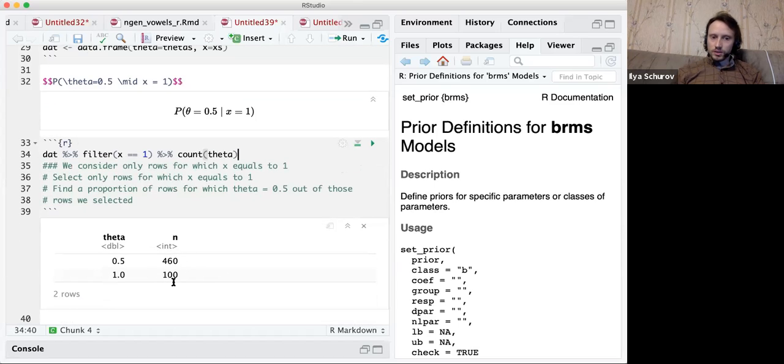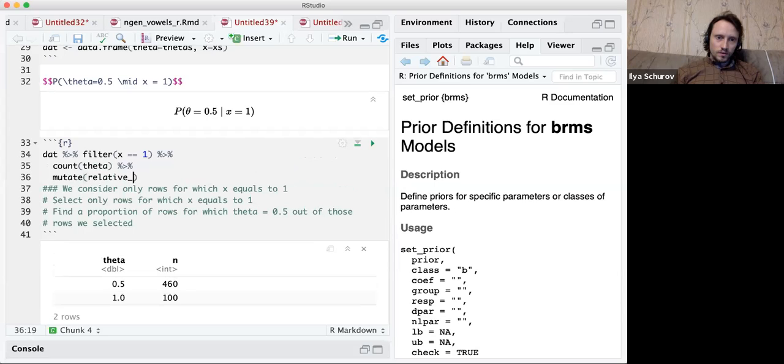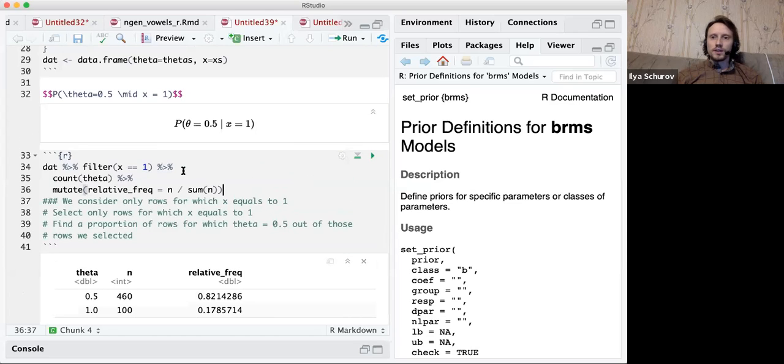And then I can just consider relative value. To do so, I just have to divide each value here by their sum. So I will do it like this. I count, then I divide it like this. And you see that these relative frequencies are about 0.82 and 0.17 or 0.18. And these values are approximately the same as the results that we discussed at the lecture.